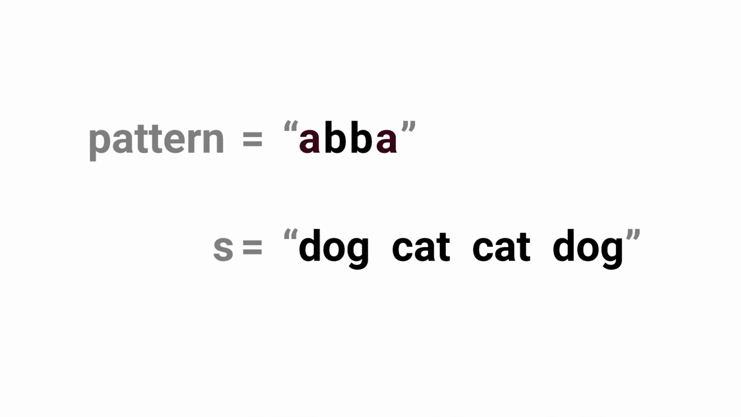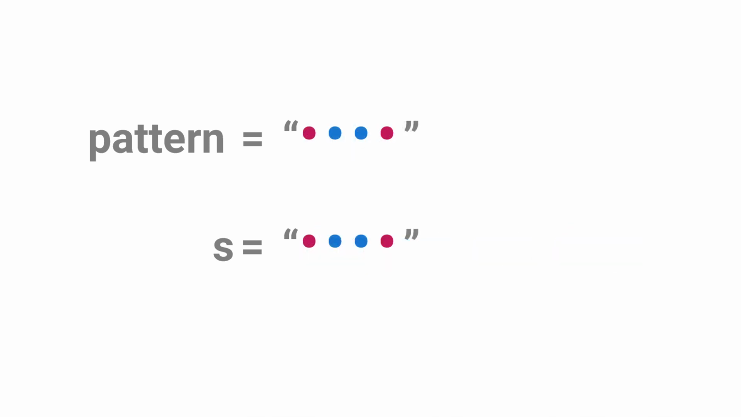For example, if we are given pattern equal to ABBA and s equal to dog, cat, cat, dog, then we can see here that the first and last characters in pattern are same. Similarly, the first and last words in s are same. Again, the second and third characters in pattern are same. Similarly, the second and third words in s are same. So we can see here that they both follow the same pattern.